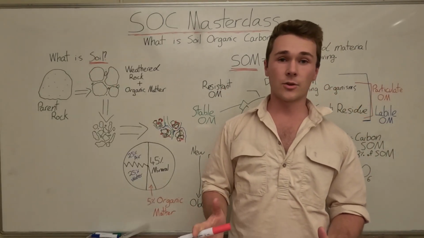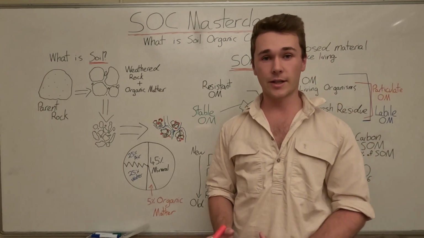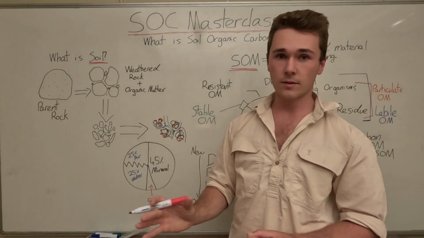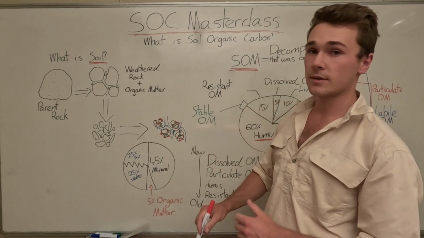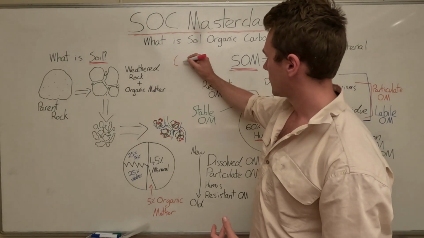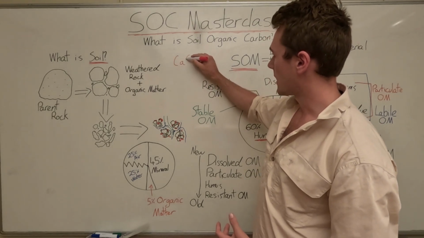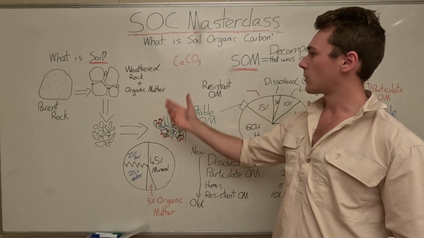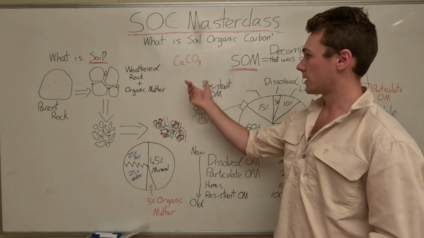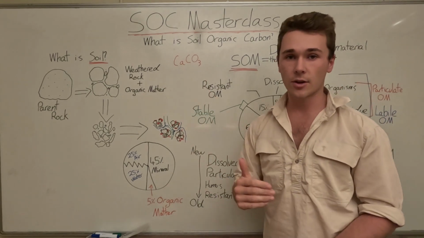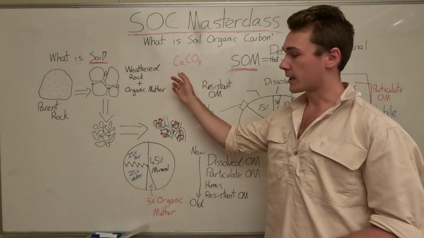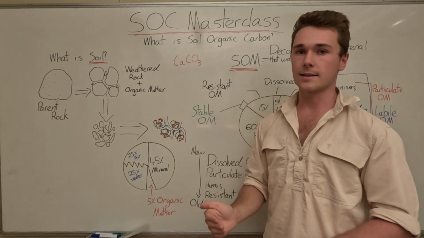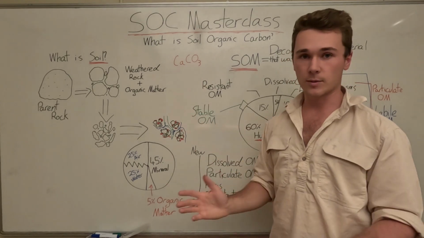So another thing that I want to touch on is what is not considered soil organic carbon, and these are inorganic things in our soil that have carbon in it. So for example, calcium carbonate, which is Ca for calcium, C for carbon, O for oxygen, and there's 3 lots of those. So this is effectively lime in our soil. If you have this in your soil, it does not mean that you have soil organic carbon. This is not considered soil organic carbon because it did not come from something that was once living. It has to come from something that was once living.